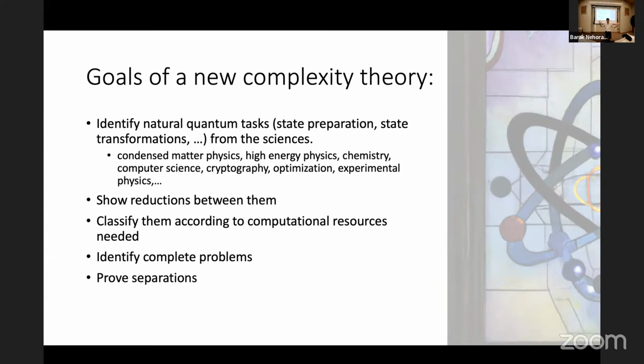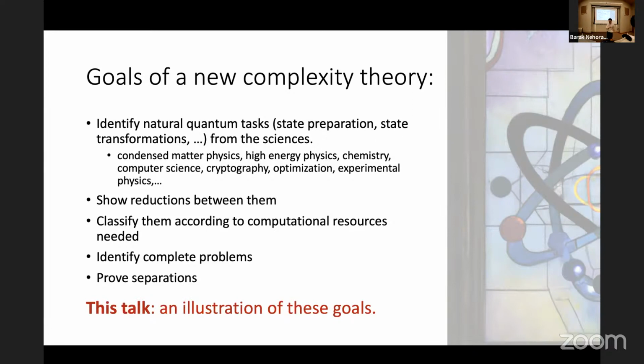So once you've collected all these natural tasks, then you want to come up with reductions between them. You want to somehow relate them to each other. You want to classify them according to what sort of computational resources they need. Maybe identify complete problems and hopefully prove separations, right? It's the holy grail of complexity theory.